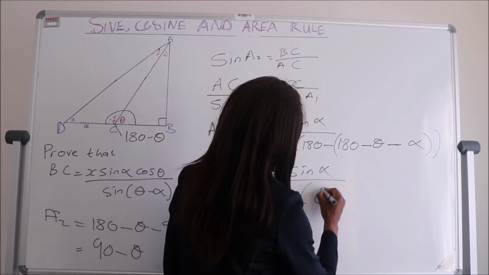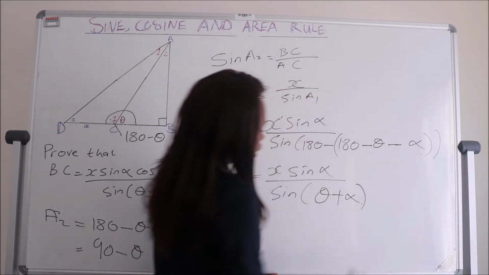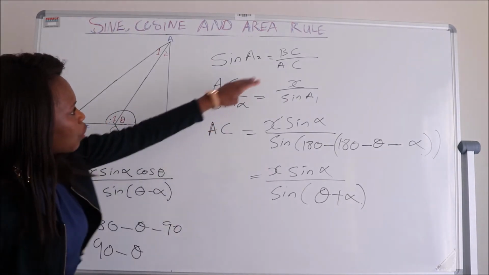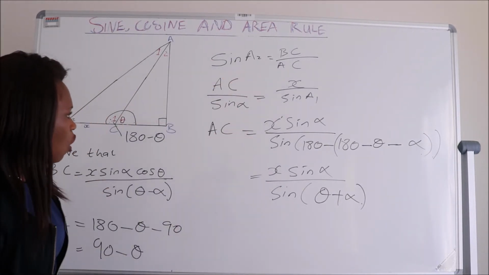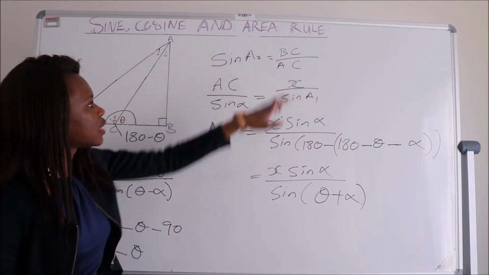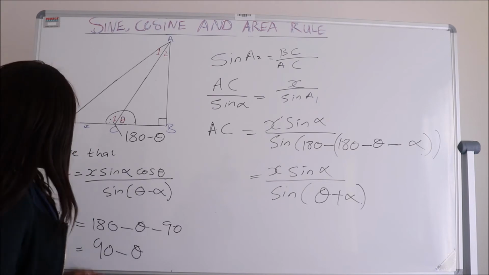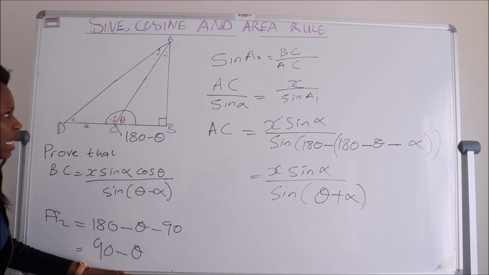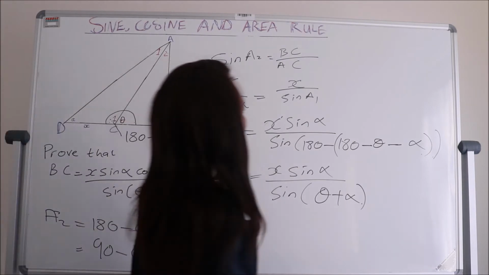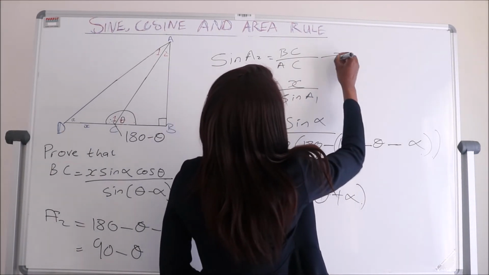So we'll be left with theta plus beta there. So that is the value of AC. Now going back to our original equation, where we have sine of A2 is equal to BC divided by AC, of which we already have A2, which is 90 minus theta. So let's just substitute everything into that equation.